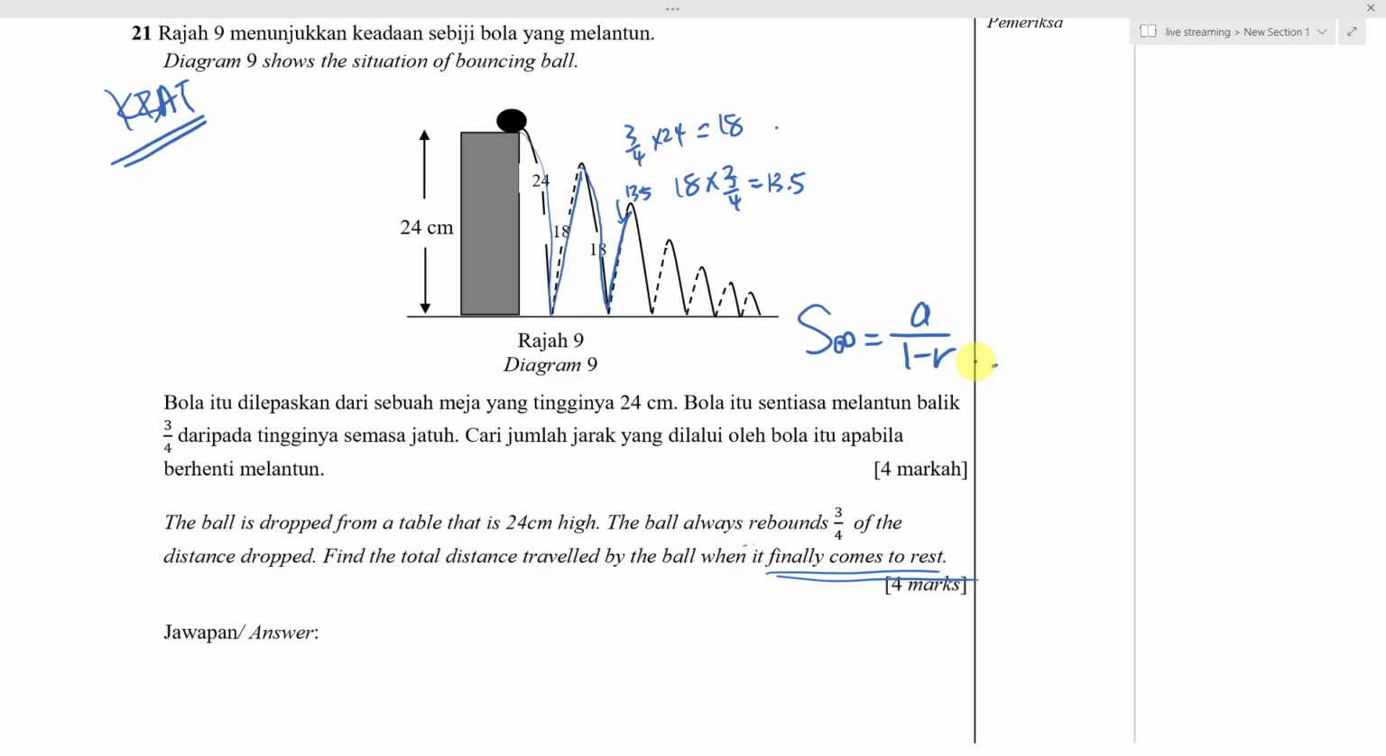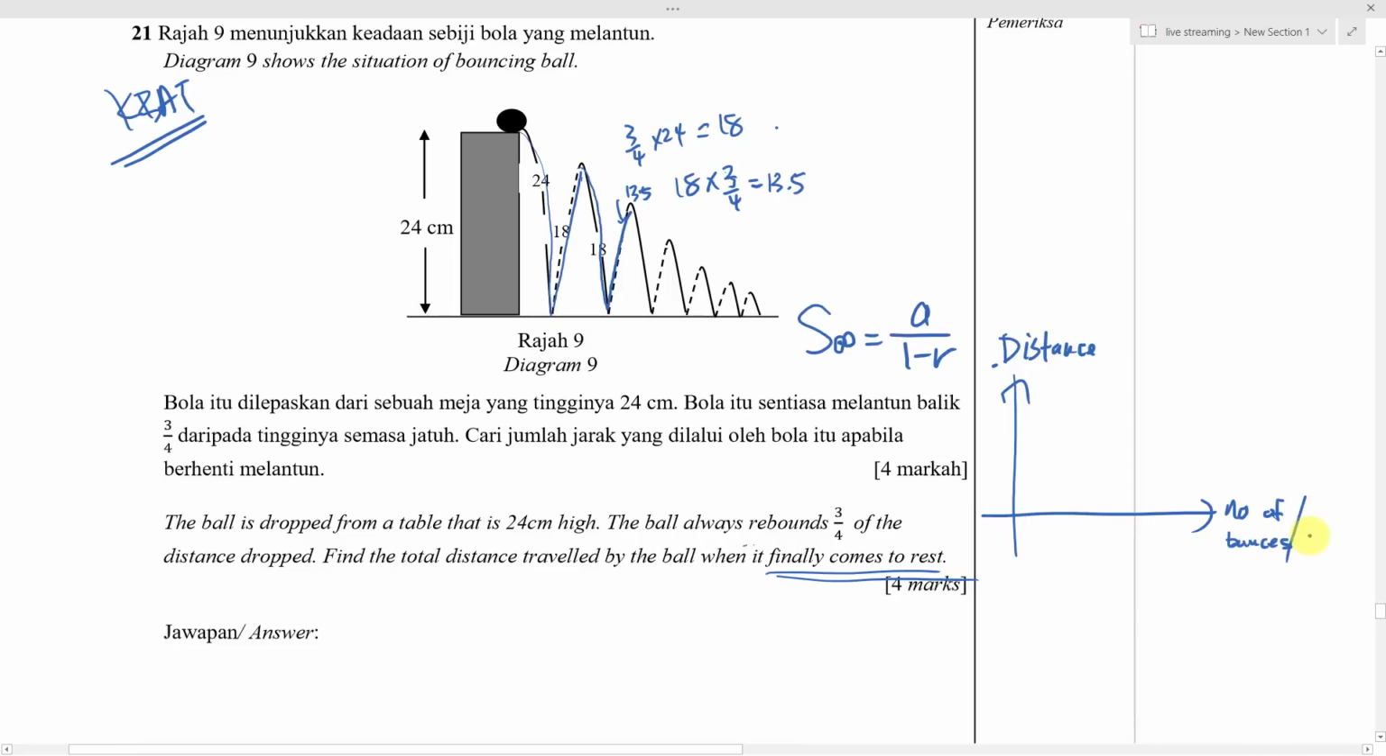But sum to infinity you can also use in other cases, something like this. Let's say this one is a distance, maybe this one is a number of bounces, or you can say it's a time. It doesn't matter, it depends on the case. So when the ball travels, my distance will keep on increasing until a certain level, because it has almost stopped already. Then the distance actually goes constant. Do you see? The distance actually goes constant.